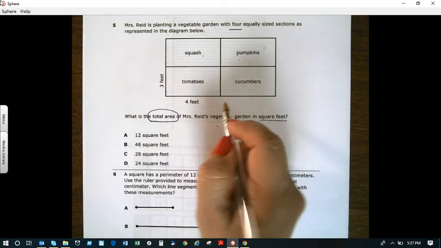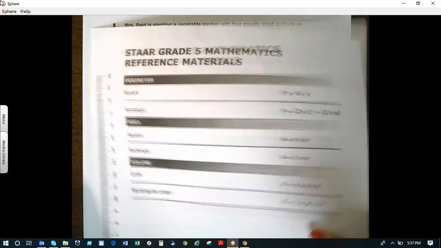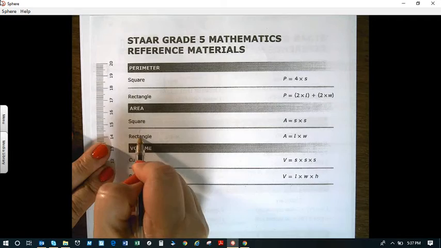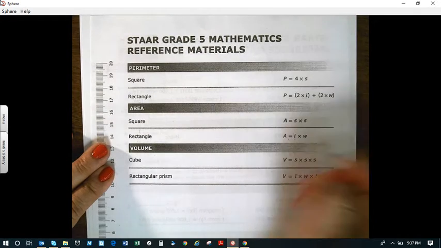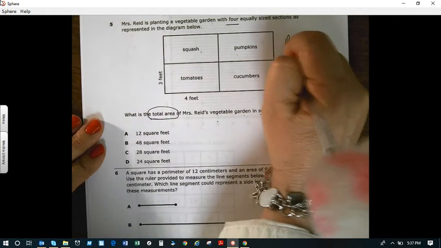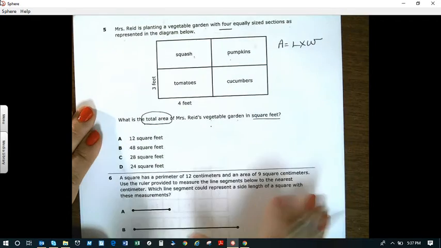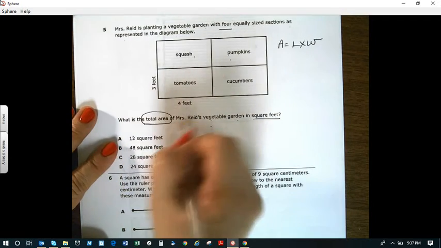Remember, I'm going to refer to my handy dandy sheet. For a rectangle, area equals length times width. Coming over here, I'm writing down area equals length times width because that's what I need to solve for. All right, so we need the total area.